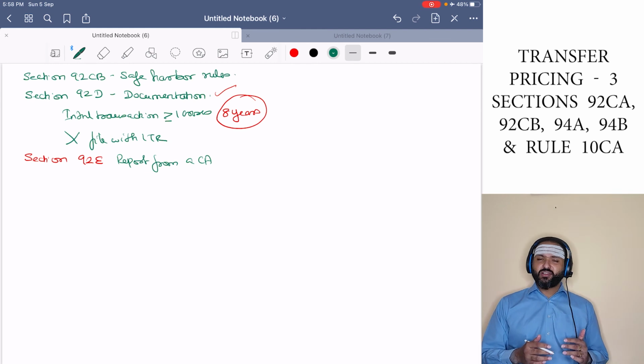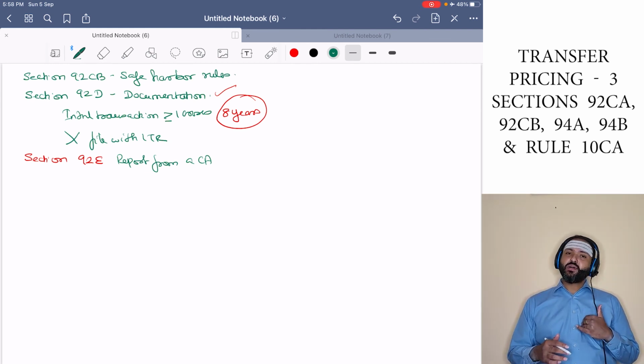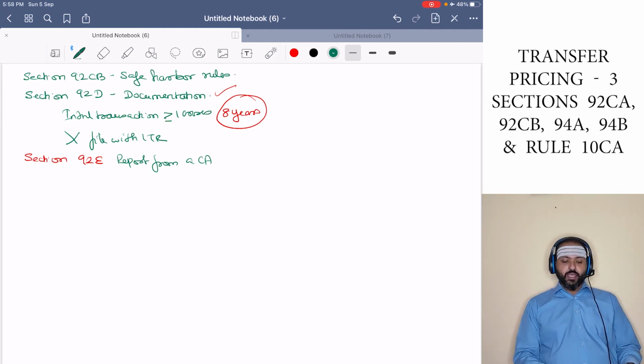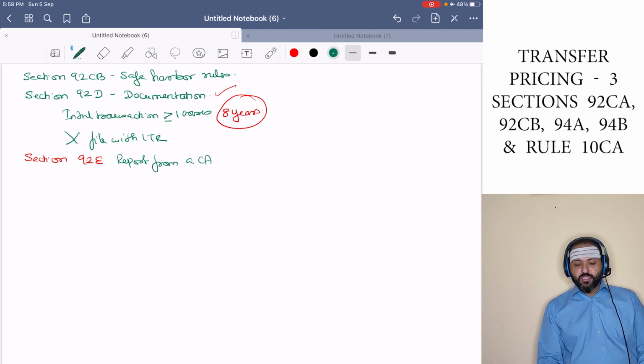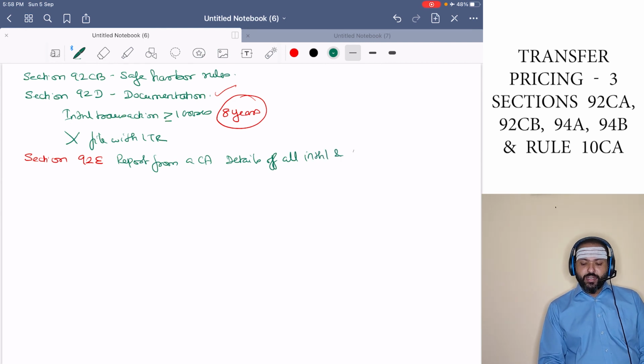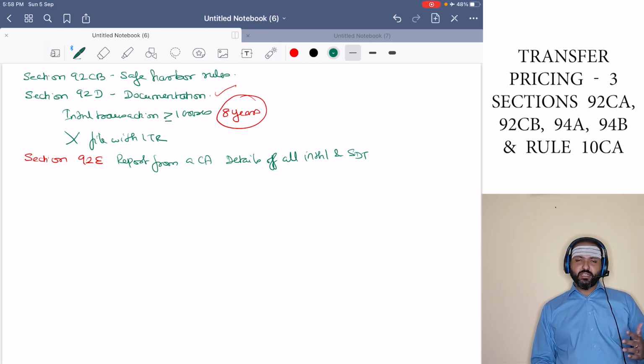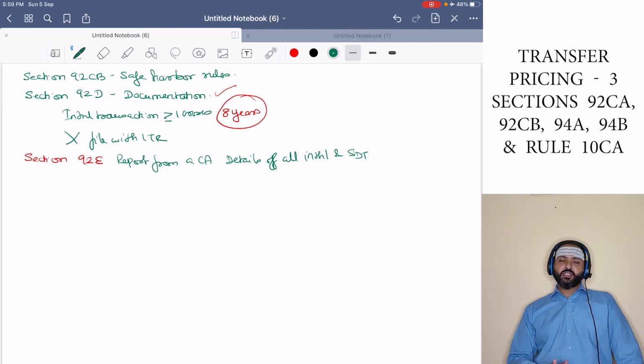So this is a chartered accountant certificate. Therefore, I can get it from another chartered accountant also who is not necessarily my auditor. Okay, so it is a report from CA which has details of all international and specified domestic transactions, and whether they are at arm's length or not. So this is what is covered as part of my report under section 92E.